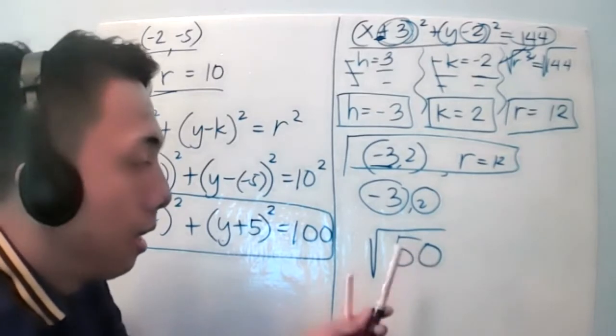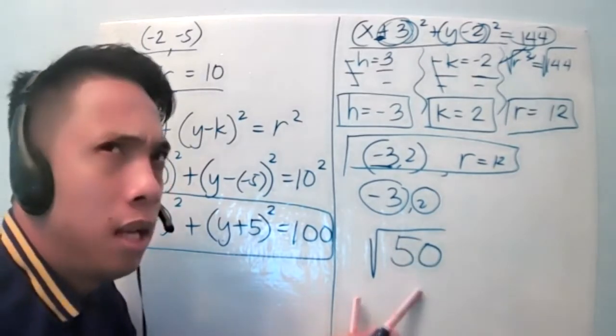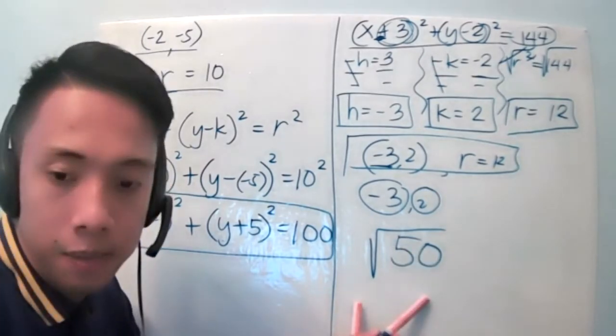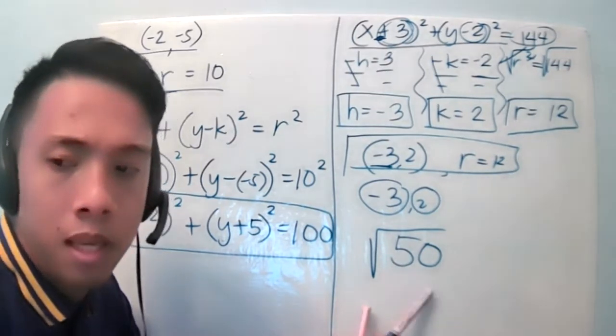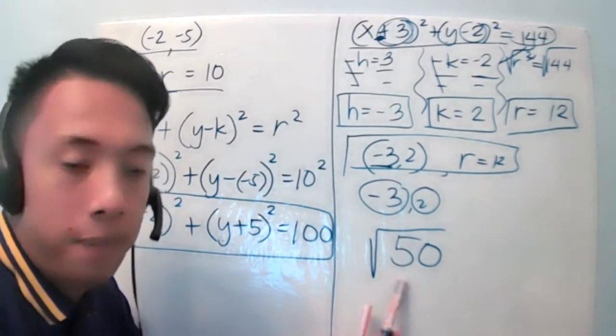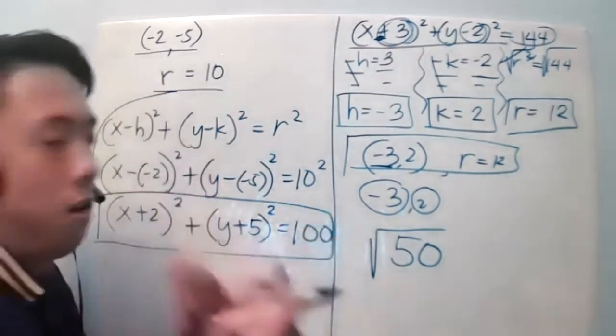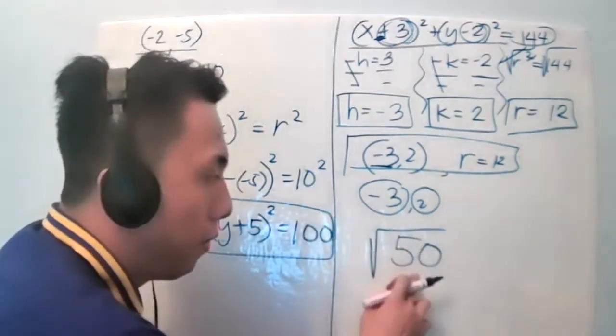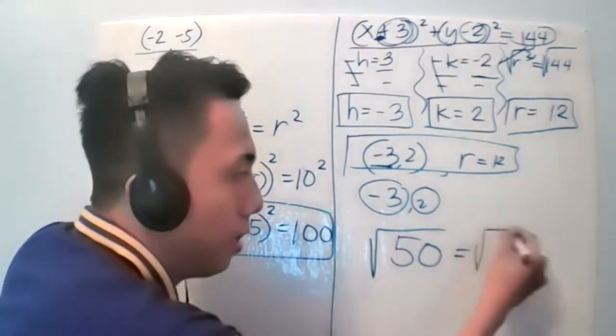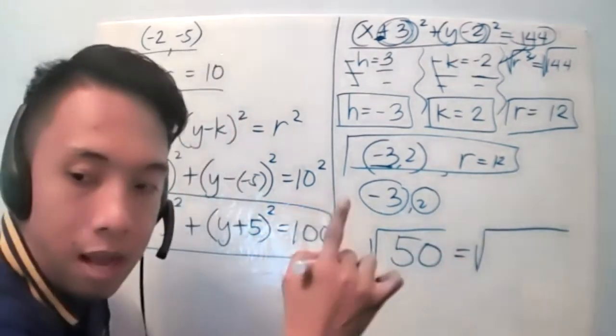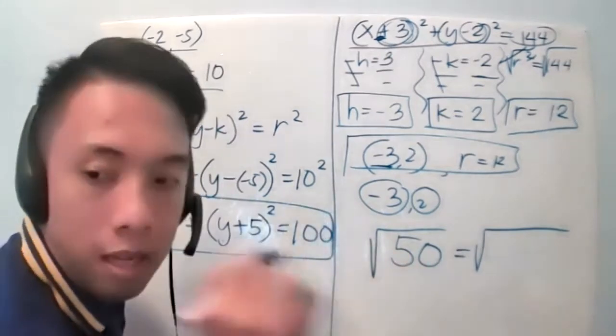Diba? This one we already did when you are in grade 9, if I'm not mistaken, about radicals. Tama? Ginawa na natin to. So you need to recall. So square root of 50, we need to think of two numbers. Yung isa is perfect square, yung isa hindi.